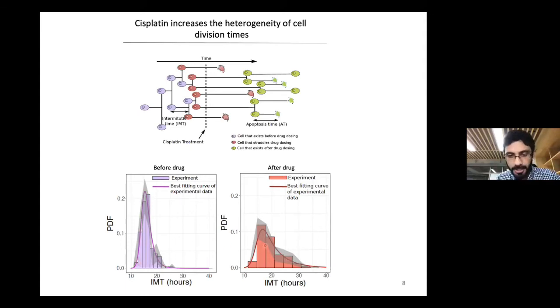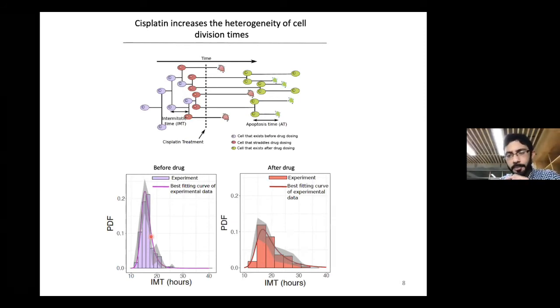Sorry, what I'm showing you here is actually the division times. And the reason I'm showing you this figure is to show you that, as we had expected, after drug, the distribution is much wider. Remember, I had told you that we are introducing this drug to try and increase the heterogeneity in cell cycle times. And that's exactly what you see over here. The distribution has become much wider as compared to the before-drug scenario. And the question is, can we still recapitulate the correlations?